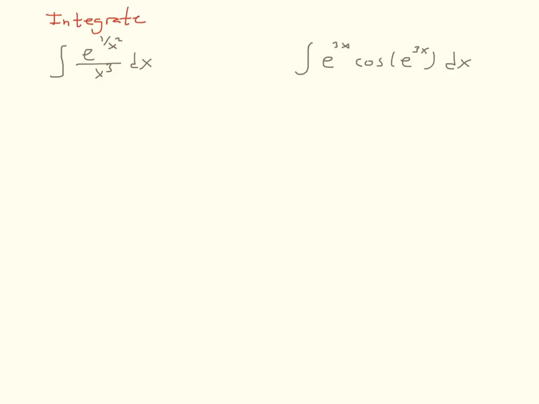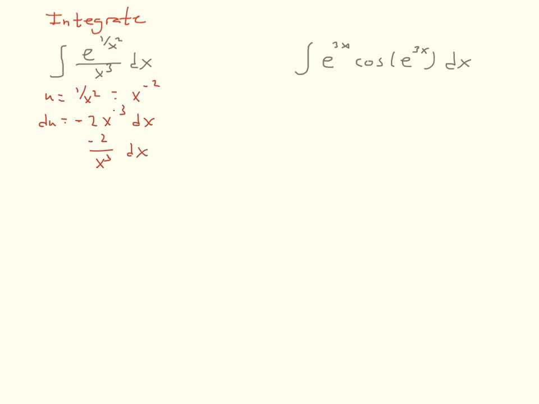In the first example, I want to integrate e to the 1 over x squared power, and that whole thing is over x cubed, with respect to x. In this particular problem, I am going to let u equal 1 over x squared, which again is x to the negative 2 power. And then du is going to be negative 2 x to the negative 3 dx, or negative 2 over x cubed dx.